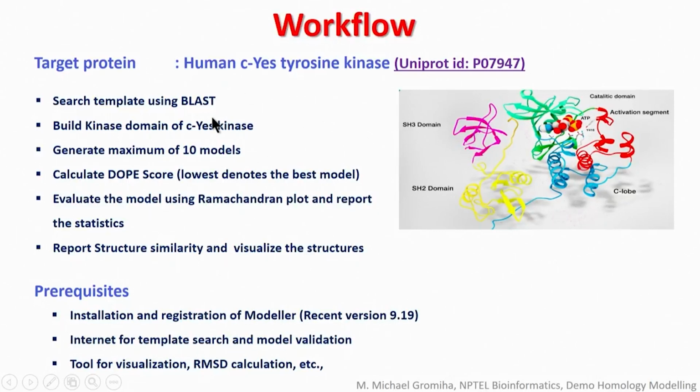So, to get these structures, the prerequisites are first to install and register Modeler. This is software used for modeling structures using homology modeling, and we need internet for the template search as well as validating the model, and we need tools such as PyMol for visualization and RMSD calculations and so on. Now, we will see how to build a model from the sequence of the human CS tyrosine kinase. Now, I will give a demonstration on prediction of protein structure using Modeler software.